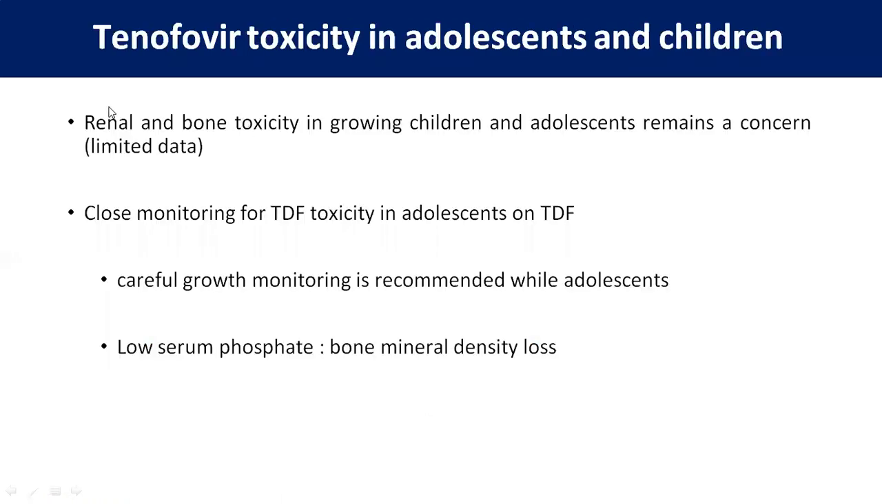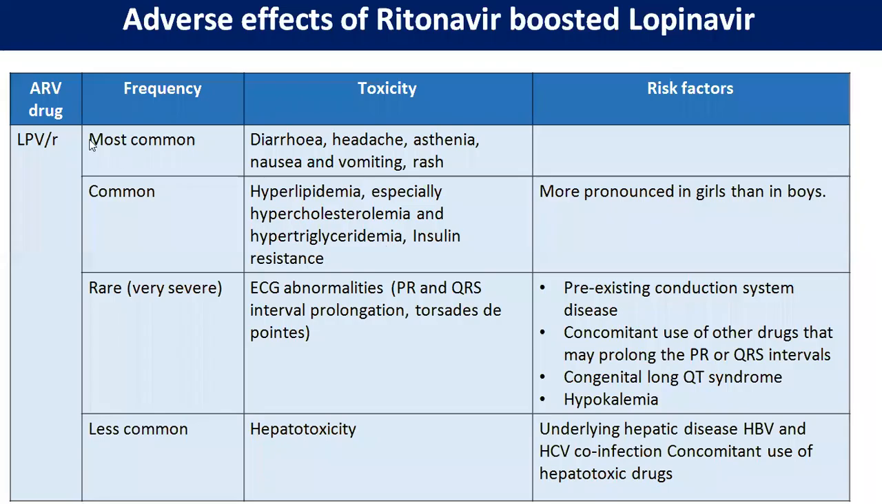With long exposure, there may be obesity and fatty liver disease. Renal and bone toxicity in growing children and adolescents remain a concern, especially in case of thalassemia. We do have some cases of thalassemia with regular blood transfusion who are Hep B, Hep C, and HIV positive. This is very important. We cannot give zidovudine because of the anemia, and the bone mineral density will be low in these children. If you have to give tenofovir, you have to take the support of calcium and vitamin D. Close monitoring of tenofovir toxicity is very important in adolescent children.